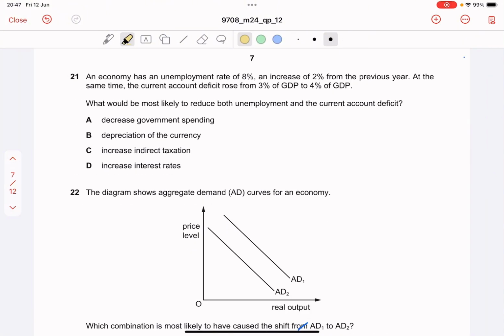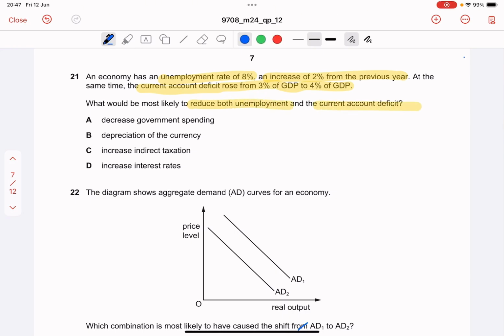Question number 21. An economy has an unemployment rate of 8%, an increase of 2% from the previous year. At the same time, the current account deficit rose from 3% of GDP to 4% of GDP. What would be most likely to reduce both unemployment and the current account deficit?